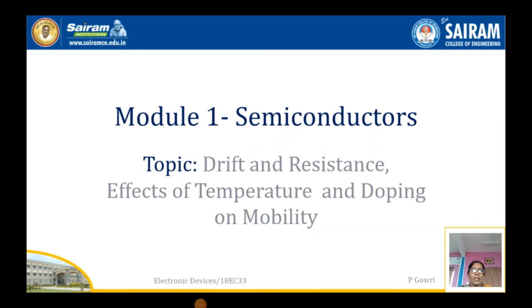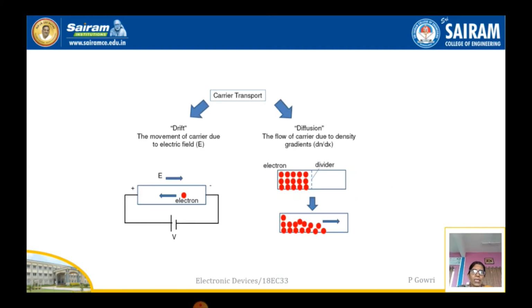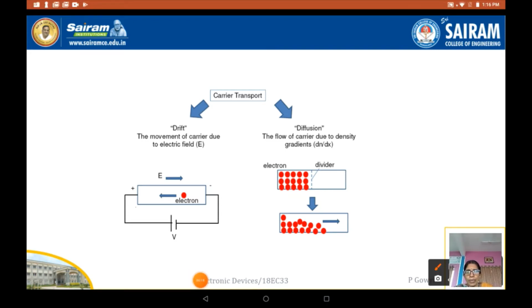Welcome to the topic drift and resistance and the effect of temperature and doping on mobility. We have already discussed what is meant by drift current. The current due to the applied electric field is called the drift current. Consider a semiconductor material which is supplied with a voltage V.